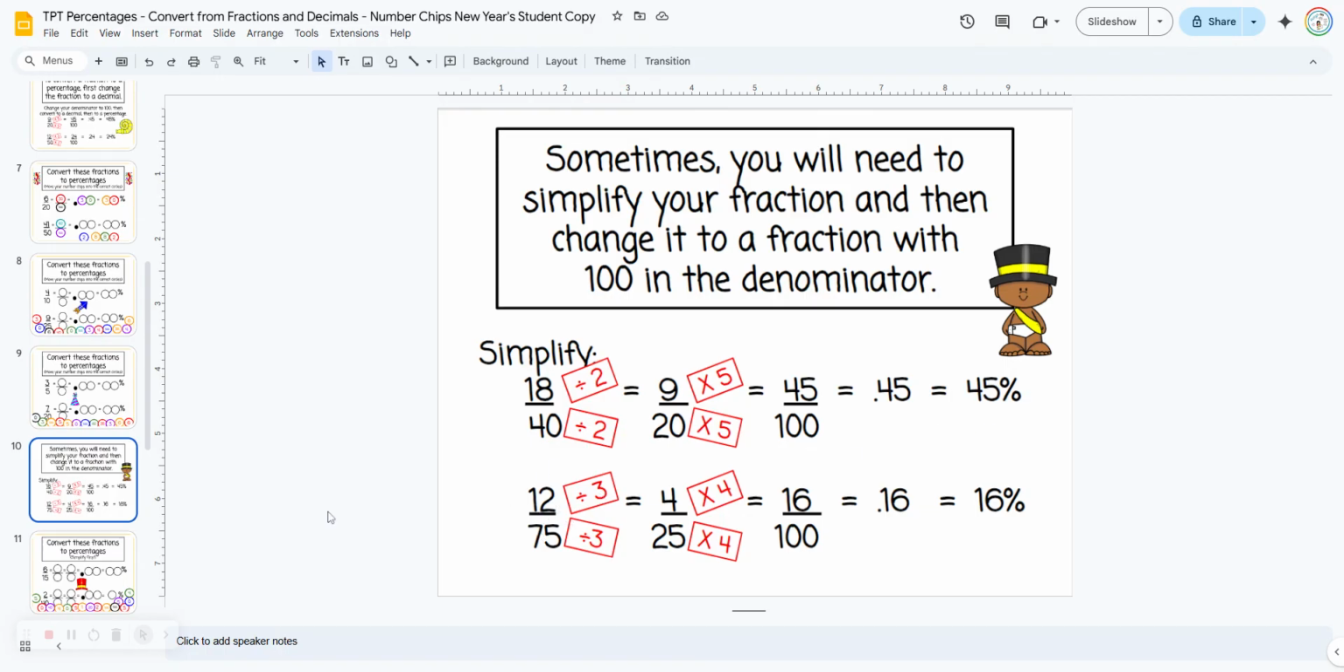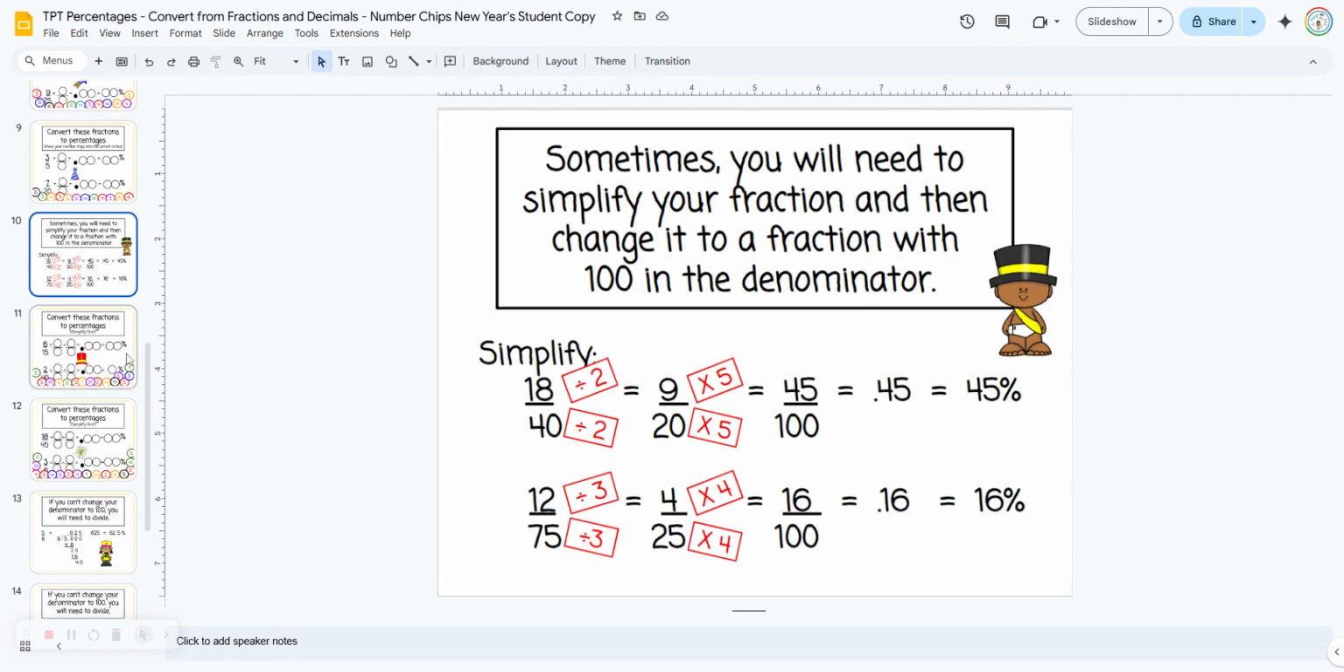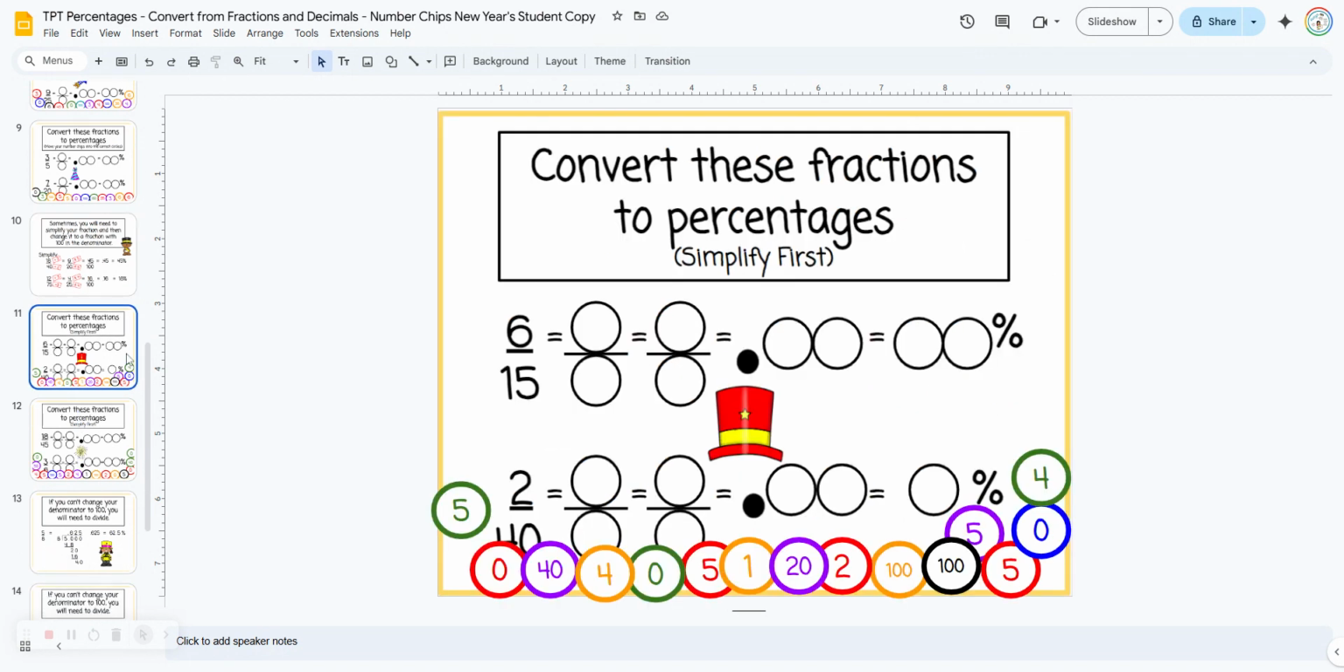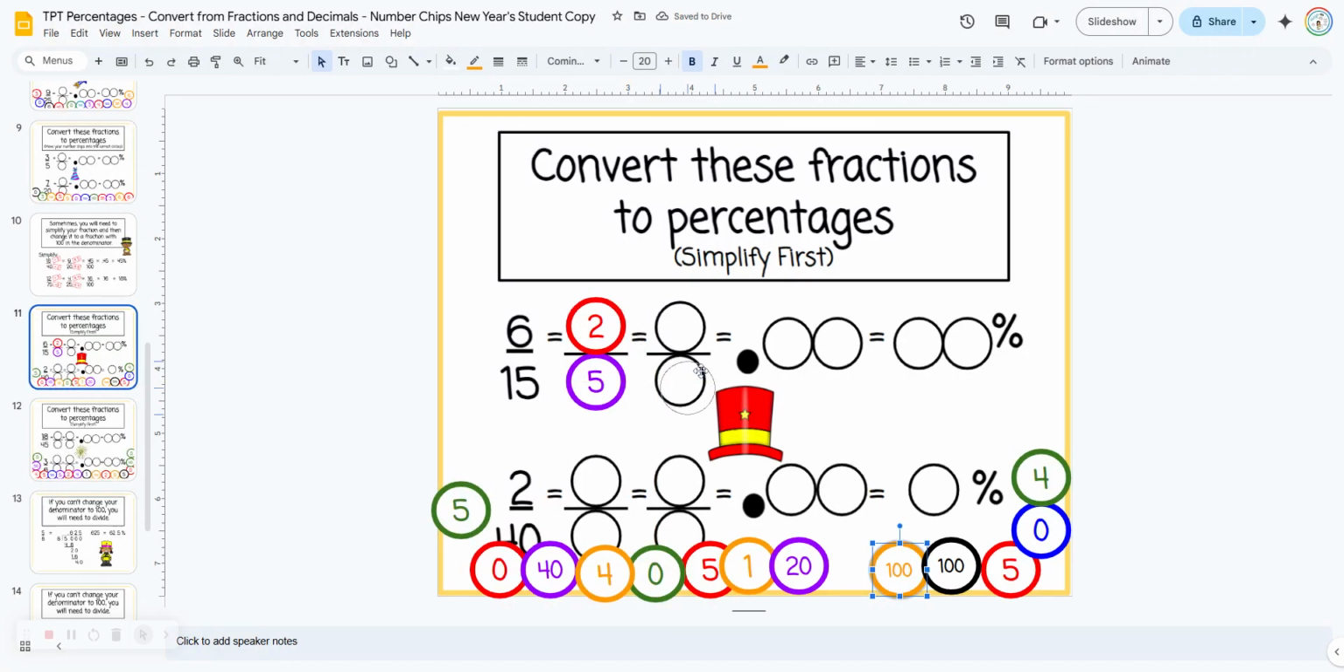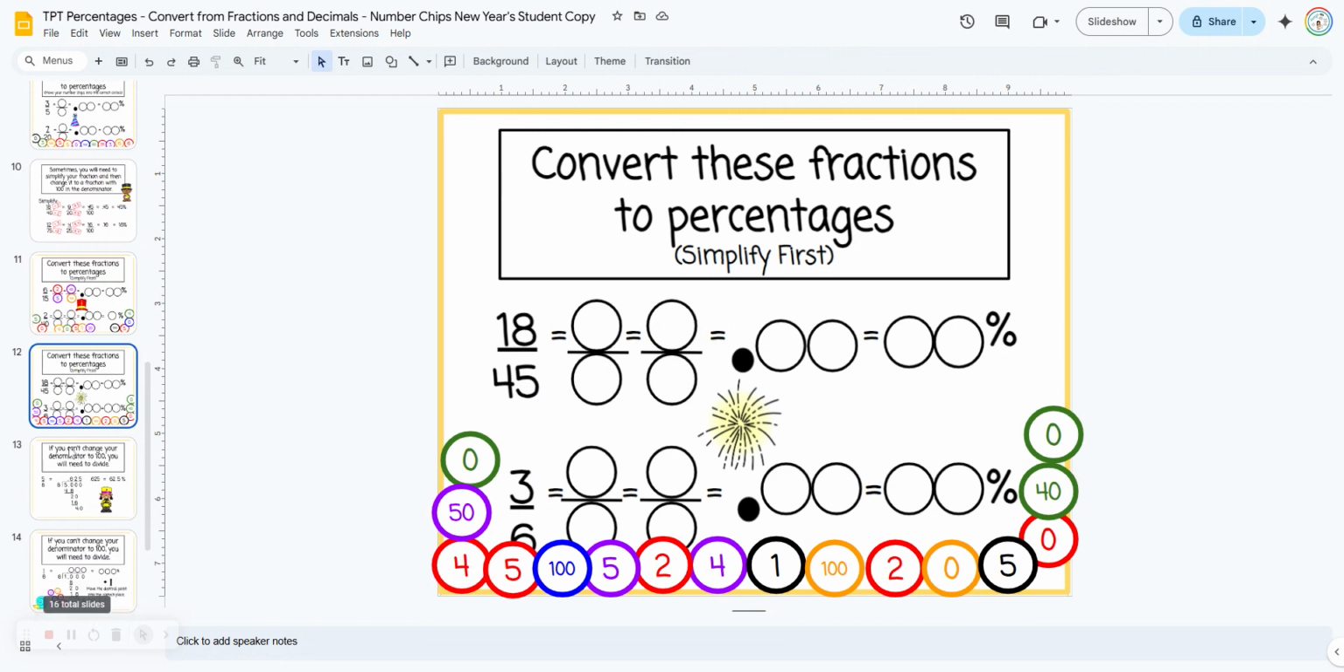Here again, we have to simplify. So they're going to be doing that on the next 2 slides. Simplify first. On this one, we're just going to divide the numerator and denominator by 3, and we get 2/5. Now we want to convert that to 100 by multiplying numerator and denominator by 20, and we get 40 hundredths, and then they can convert it to a decimal and a percentage. Same thing on the next slide, simplifying first.